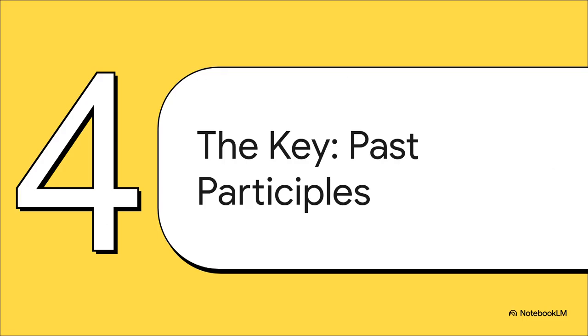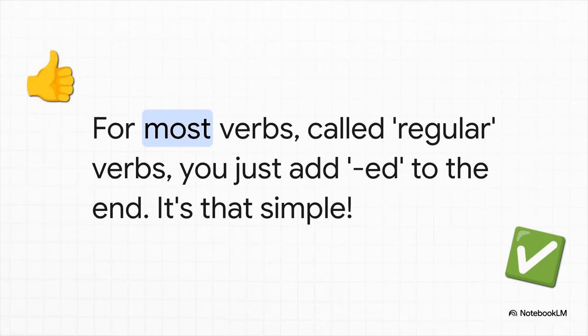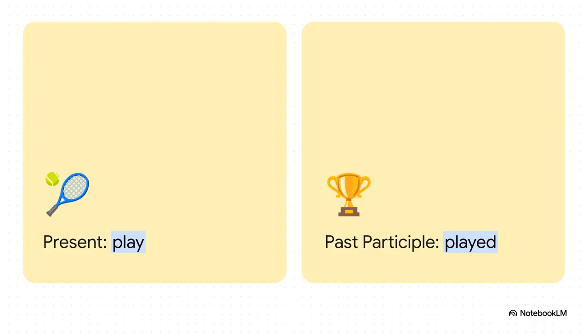Okay, so back to our recipe. We've got our subject and our have or has. The final crucial ingredient is the past participle. This is the special form of the verb that shows the action is complete. And honestly, it is the key to making this whole thing work. Now, the good news is, for most verbs in English, this is super easy. We call these regular verbs, and all you have to do is add ed to the end. Yep, just like you do for the simple past tense. So for instance, the verb play becomes played. You'd say, I have played tennis before.